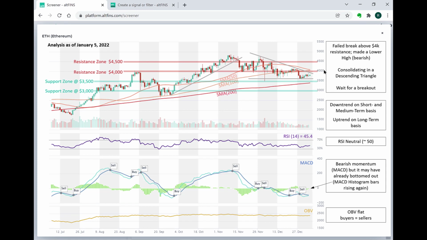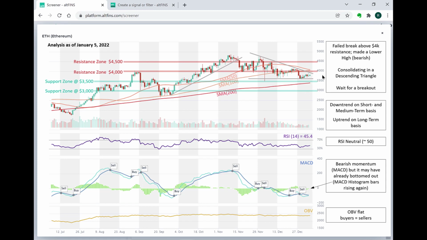Which way will it break? We don't know. Typically, the breakouts happen in the direction of the overall trend, in this case, uptrend. But we don't try to anticipate that, and instead we let the price lead our actions, in that we wait for a breakout. A bullish breakout out of this would probably swing the price up to $4,500. A bearish breakout would probably swing the price back down to 3,000.